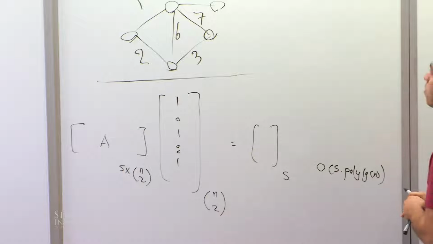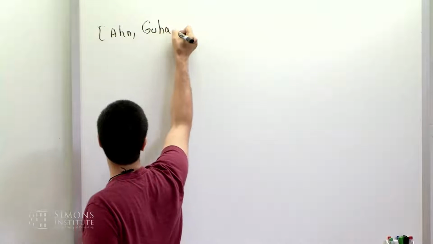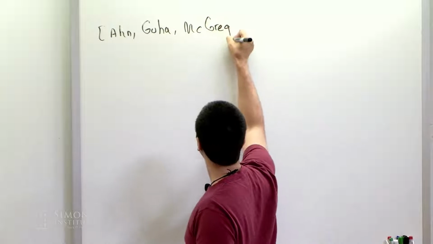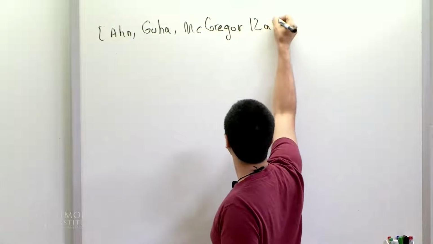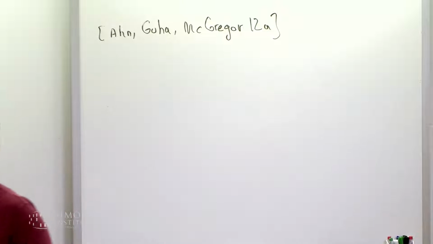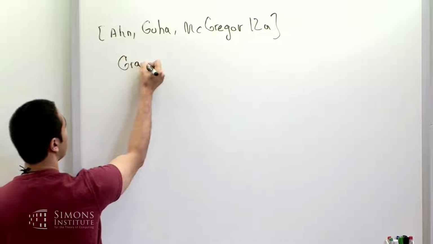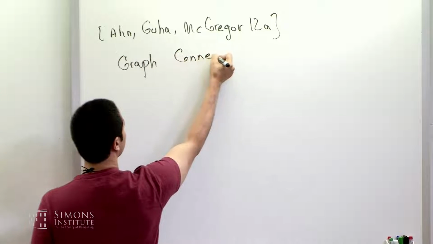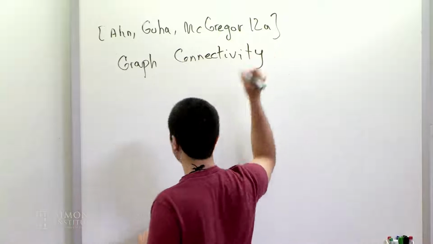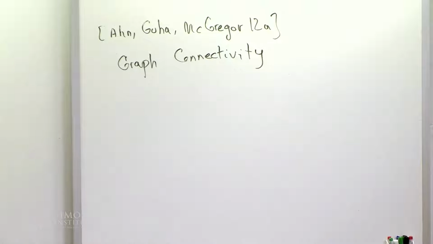So let me try to list, now that I'm using a board, it's hard to list lots of references, but let me just say something here. Graph sketching was introduced in this very nice work of Guha and McGregor. They designed this model, and they show that actually you can solve lots of non-trivial problems with it. You can solve things like graph connectivity. You can find the edge connectivity and things like that.